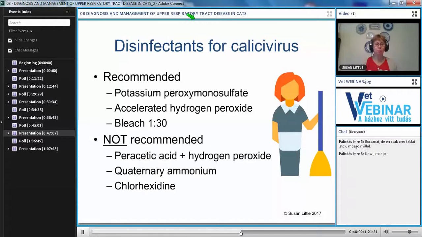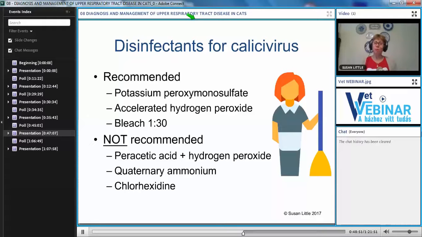Ones that are not recommended would be the quaternary ammoniums. So we're really moving away from those in veterinary practices because they don't tend to be very effective against calicivirus and often not parvovirus either. There are some products on the market that combine hydrogen peroxide with peracetic acid, so you might want to check your label again. That's not recommended for calicivirus. And chlorhexidine, another common disinfectant, also will not kill calicivirus. And as I mentioned, that's a very similar list that you would see for parvovirus, for example. So we have to be sure that we're using the right disinfectants in our practices.